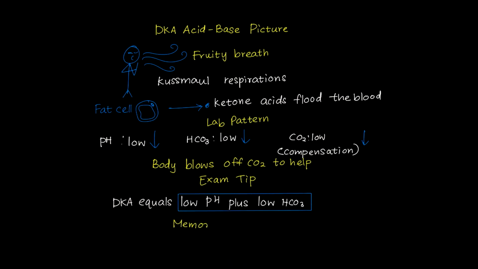Here's a D444 OA exam tip for you. DKA equals low pH plus low bicarbonate. Memory hook: ketones eat the bicarb.